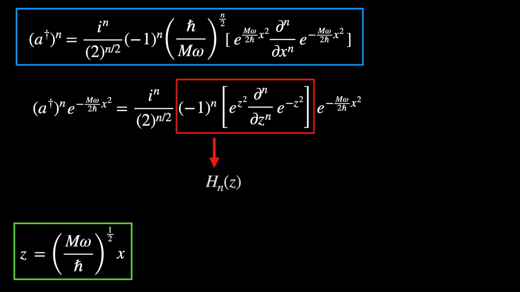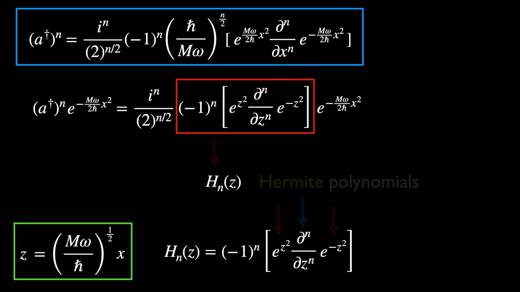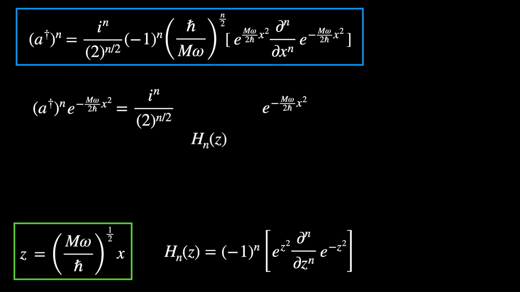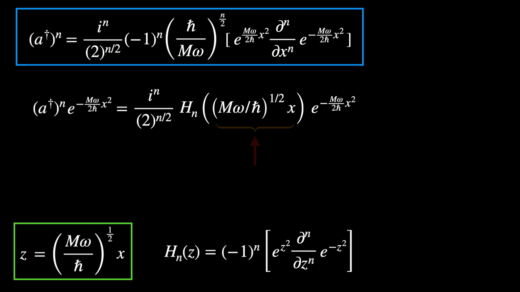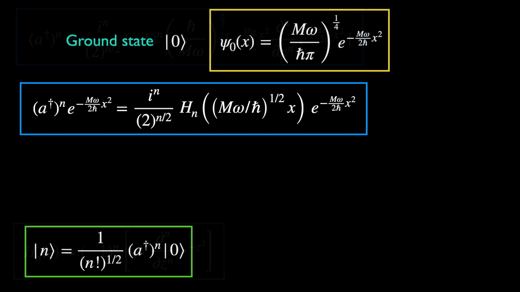This is what is known as the Hermite polynomials. This is a polynomial because the derivatives bring down powers of z but preserve the Gaussian function, which cancels with its inverse in the end. Applying the expressions in the yellow and blue boxes to the eigenstates of the harmonic oscillator in the green box, we get the wave functions for these states.